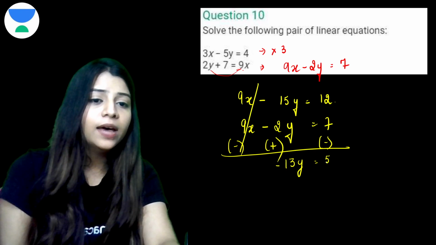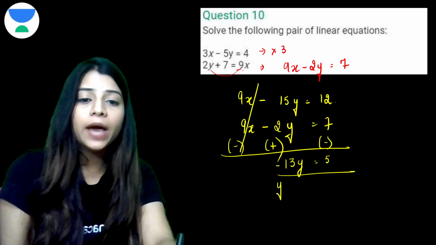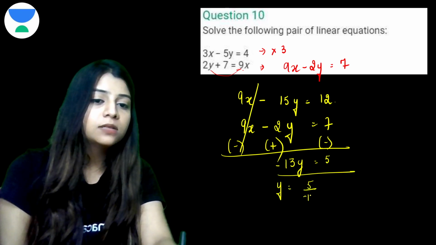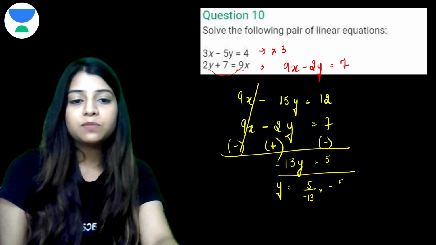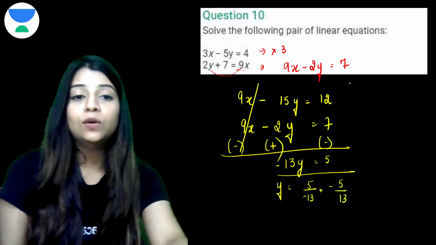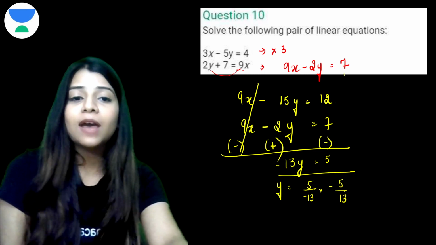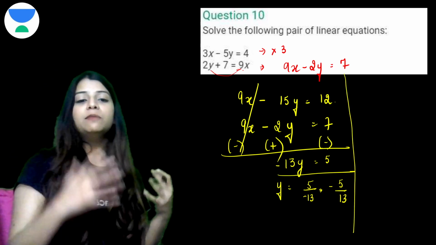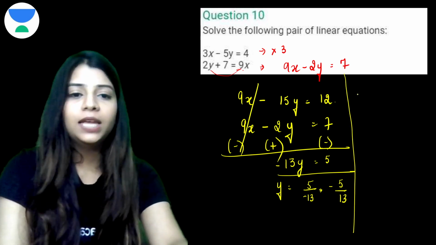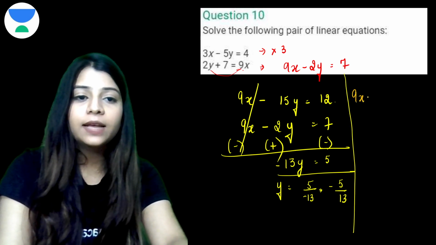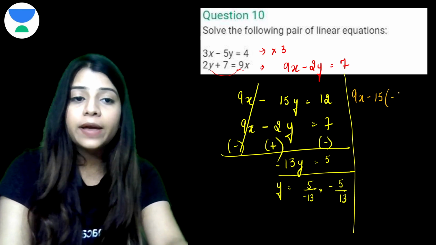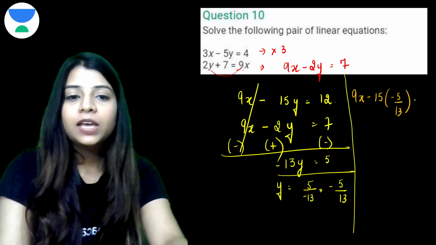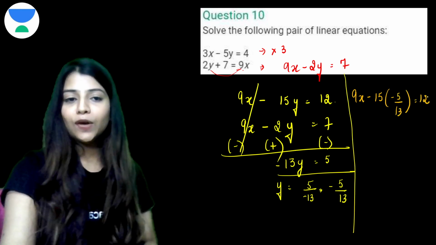All right, so here I get the value of y to be 5 upon minus 13, or I can write it down as minus 5 by 13. So this is my value of y. Now I have to put this value of y in any of the equations to get the value of x. So I will be putting y as minus 5 by 13 in any equation. So I get 9x minus 15, and this y is minus 5 by 13 equals 12. All right, I chose the first equation.